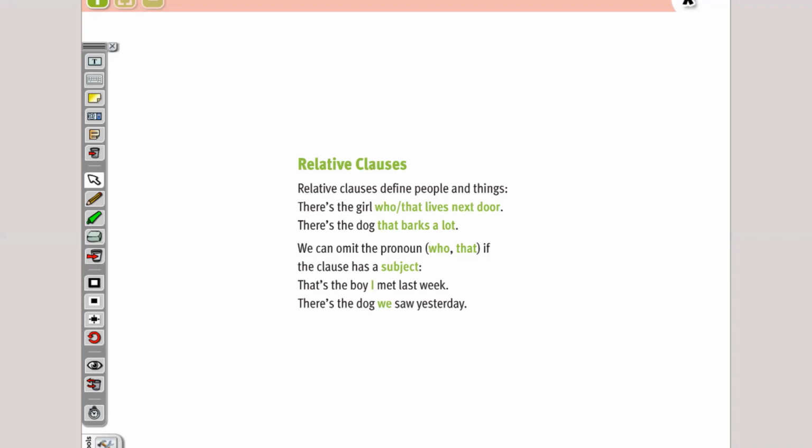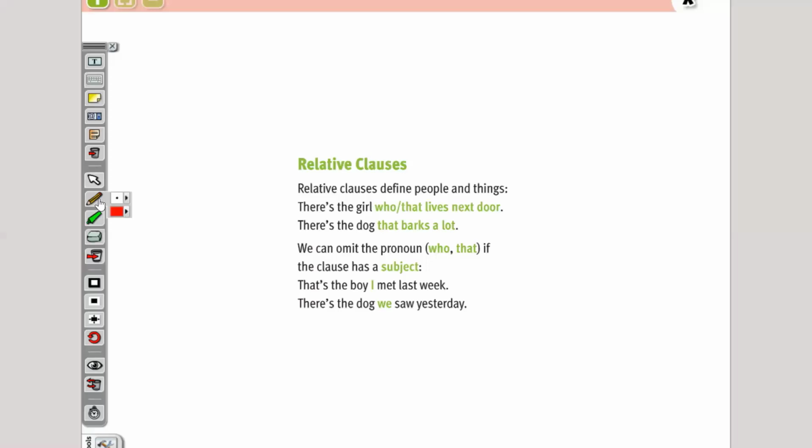For example, there is the girl. We have got the information that there is the girl. But what kind of girl? If after the information some definition comes and we use who or that, it means we are using relative clauses. For example, there is the girl who lives next door, or there is the girl that lives next door.